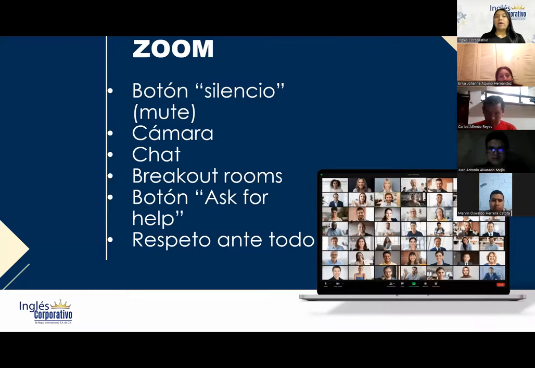So, just general indications, right? We have Zoom again. Remember to keep mute. Then we have the camera. It should be on through the whole class. Tiene que estar encendida durante toda la clase. El chat, ¿verdad? Cuando lo utilicemos, las breakout rooms, que ahora lo vamos a utilizar. Ya sabemos el botón de ask for help and respect, okay?